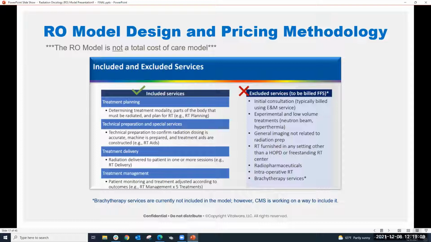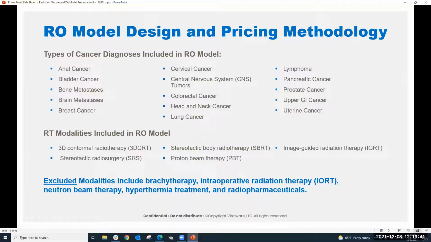Experimental and low volume treatments will have to be billed fee for service. General imaging or outpatient OPPS, general imaging that's not related to your radiation prep. Radiation therapy furnished at another setting. Radiopharmaceuticals, intraoperative radiation therapy, and then brachytherapy services. One thing that I just want to mention is that CMS does feel like brachytherapy should be included, but they were not able to include it in this performance year for some reason. So they are working on a way to include those services into the model.